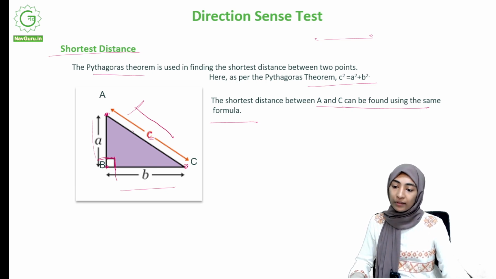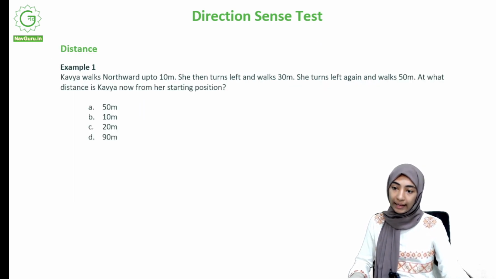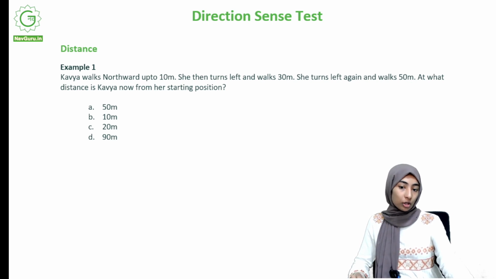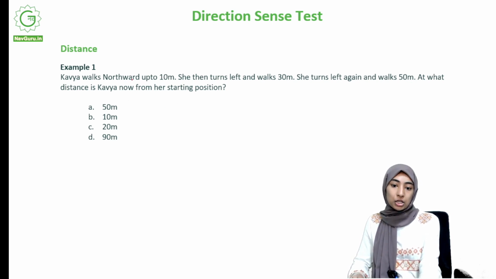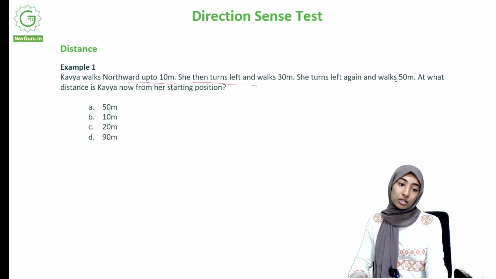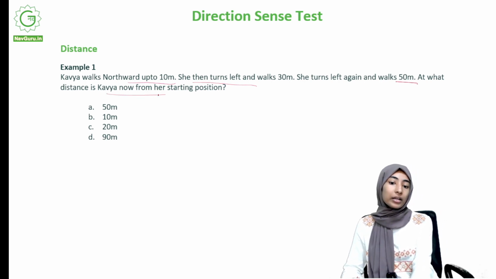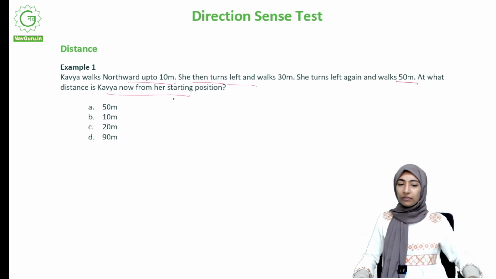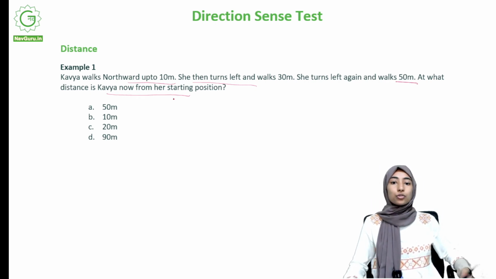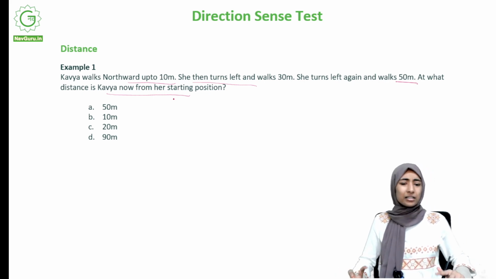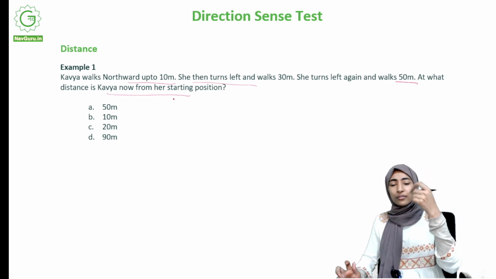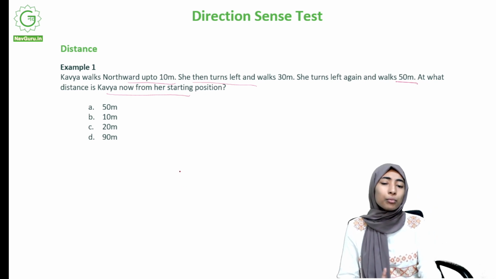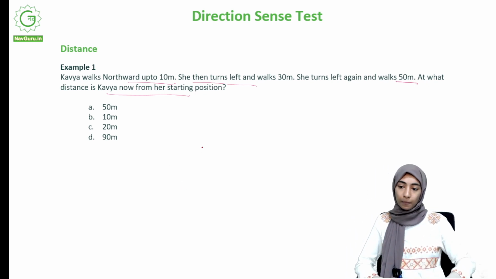Okay, moving on. Now we have a very nice, interesting example question that we will be dealing with. Kavya walks northward up to 10 meter. She then turns left and walks 30 meter. She turns left again and walks 50 meter. At what distance is Kavya now from her starting position? I'll just give you a moment to read and digest this question. Try to maybe write it down in a figure and see what this question means.